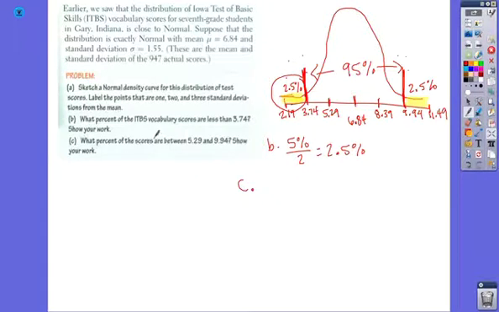All right, C says what percent of the scores are between 5.29 and 9.94.